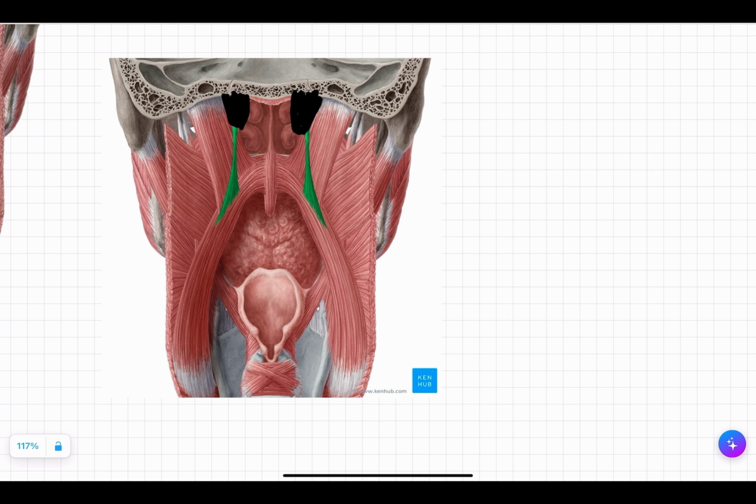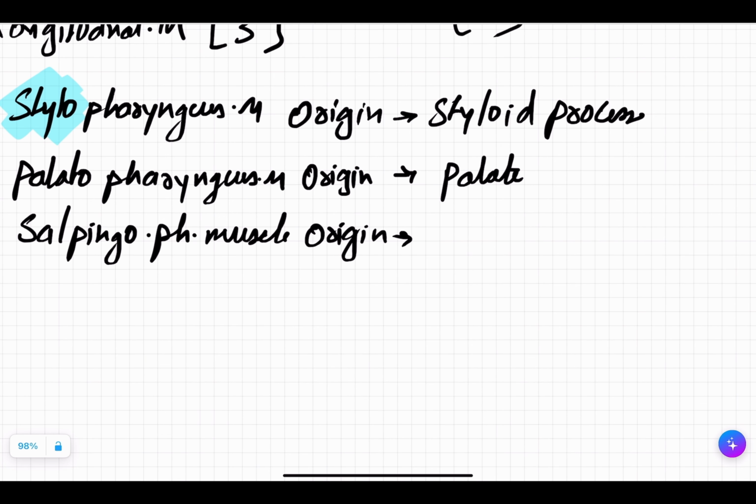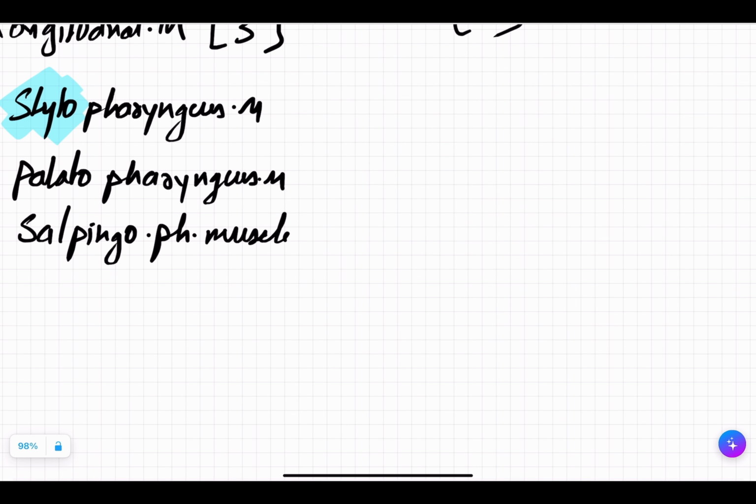When someone gives you chewing gum and you chew, it equalizes the air pressure between your oral cavity and the middle ear cavity. So always remember, the origin of your salpingopharyngeus is your eustachian tube. Now we covered the origin of all the muscles. What is the insertion of them? So always remember their insertion. Don't worry, I'm removing this, you will have everything in the notes.